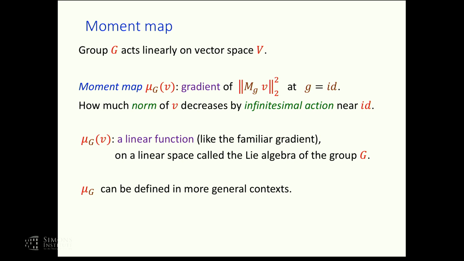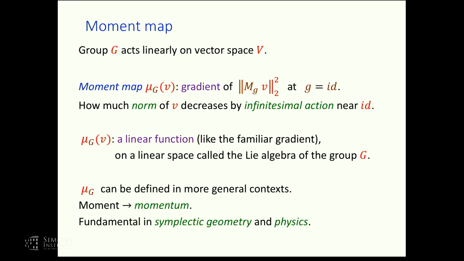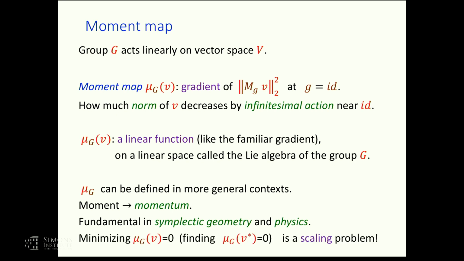You should really think gradient. So it's a linear function on some space. This space is maybe not Rn as you are familiar with, but it happens to be the Lie algebra of the group, but you don't have to care about this. Let me point out that it occurs in more general settings, but I'm not going to talk about it. But anyway, as I mentioned before, minimizing these gradients, finding out when it's zero, is a scaling problem. And I'll show you examples of this.